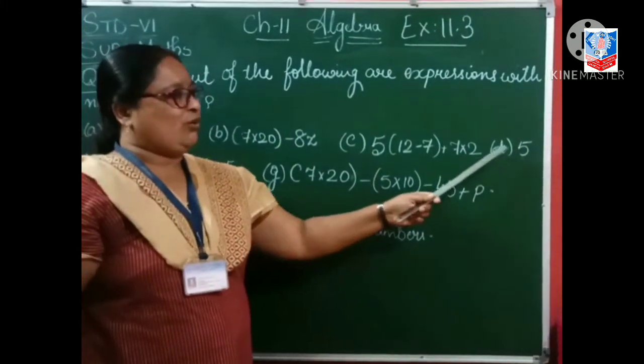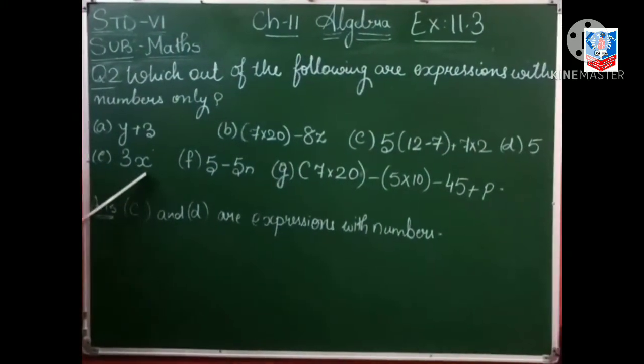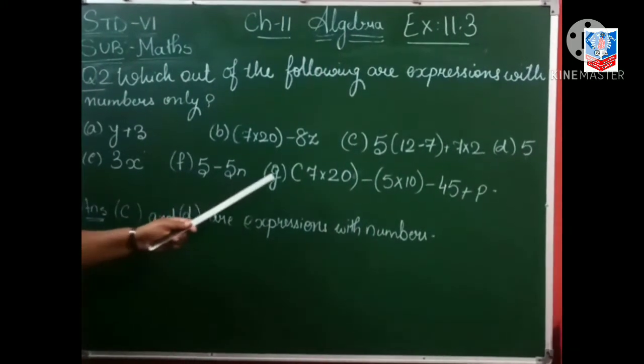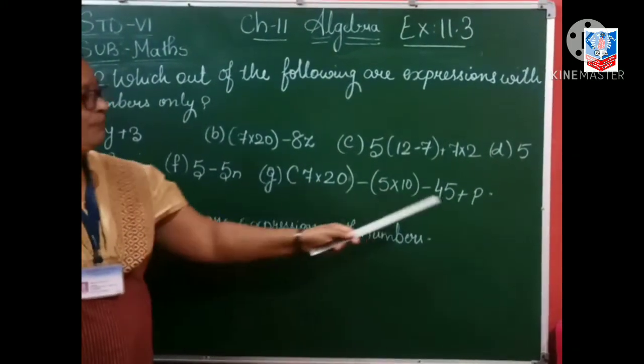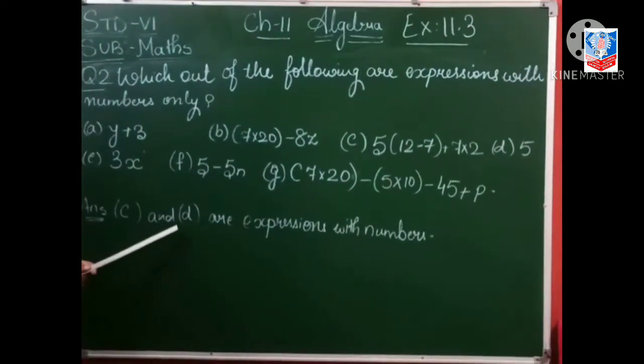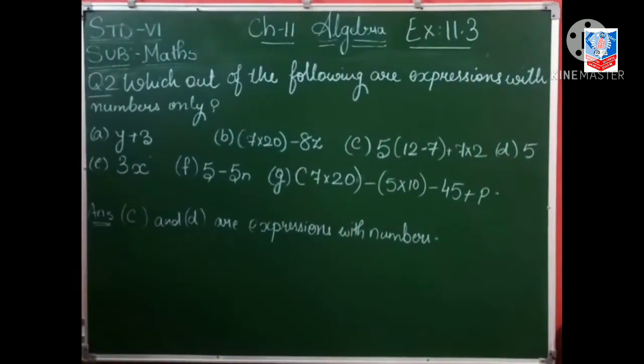Next, D, only 5. This is a number, no variable. Here, x is the variable. In 5 minus 5n, n is the variable. Here, p is the variable. So our answer is C and D are expressions with numbers. Understood?